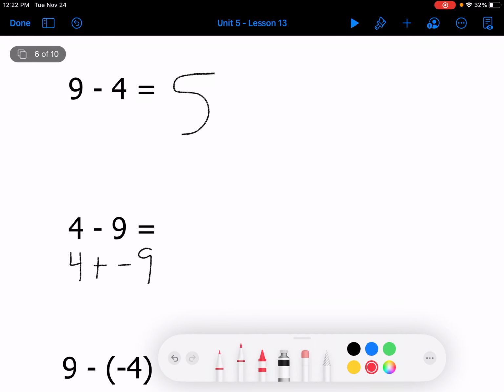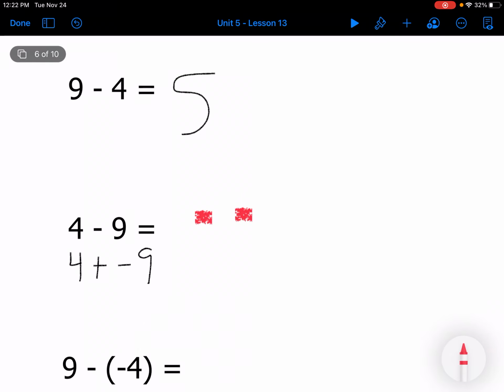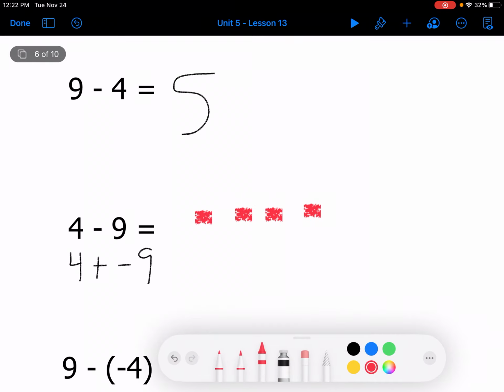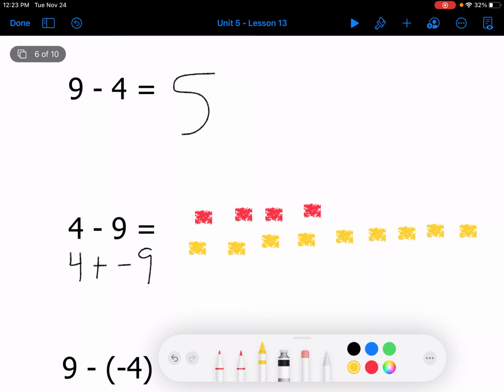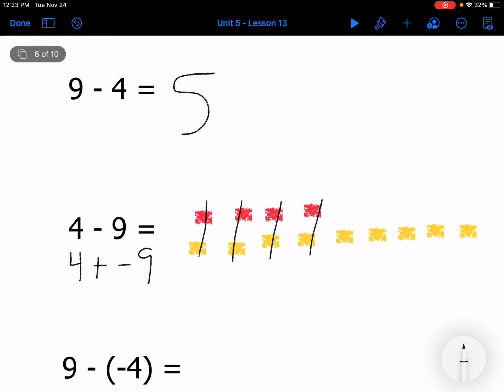So 4 positives, 1, 2, 3, 4. And my 9 negatives, 1, 2, 3, 4, 5, 6, 7, 8, 9. And then I'm going to cross them through. And yellow is negative, so I have -5.